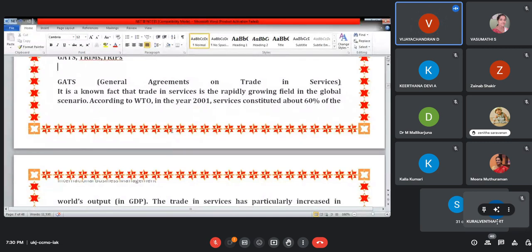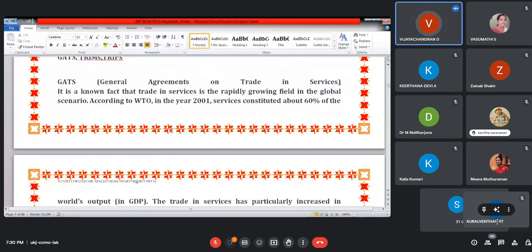So as the name suggests, they will not be involved in the tangible product. They will not be involving arbitration or any agreement in the products. They will do only in the service. So that is known as one of the organs of WTO. So in the year 2001, WTO created this GATS, General Agreement on Trade in Services.